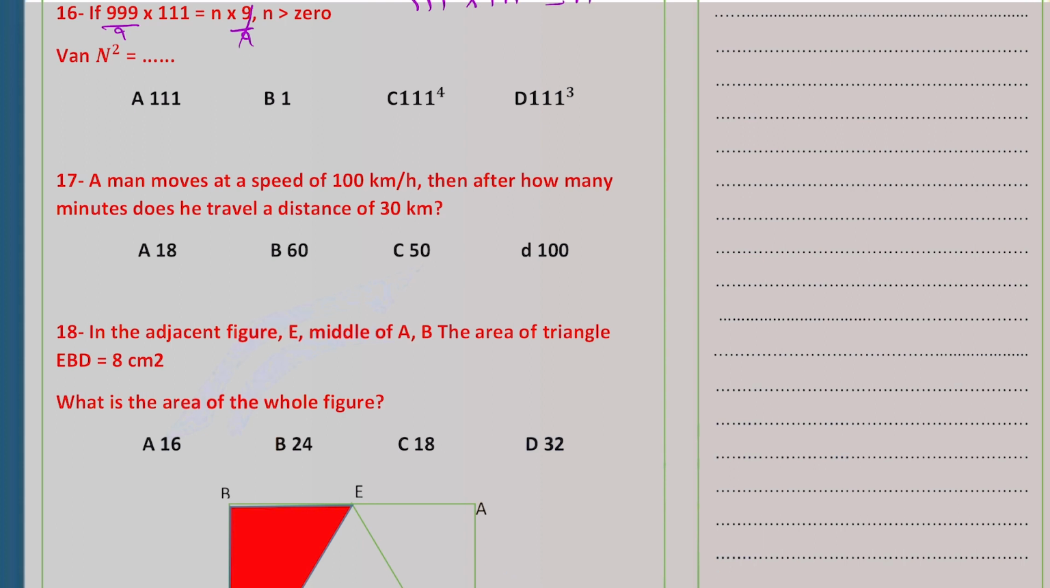111 times 111 means 111 squared. He said n power 2, so I have to put here power 2 and here also power 2. It will be 111 exponent 4.